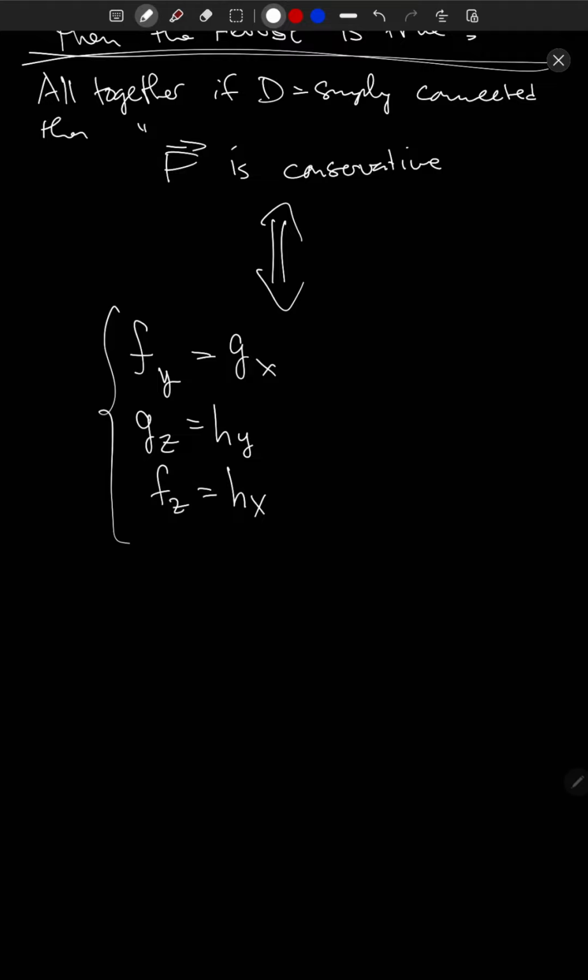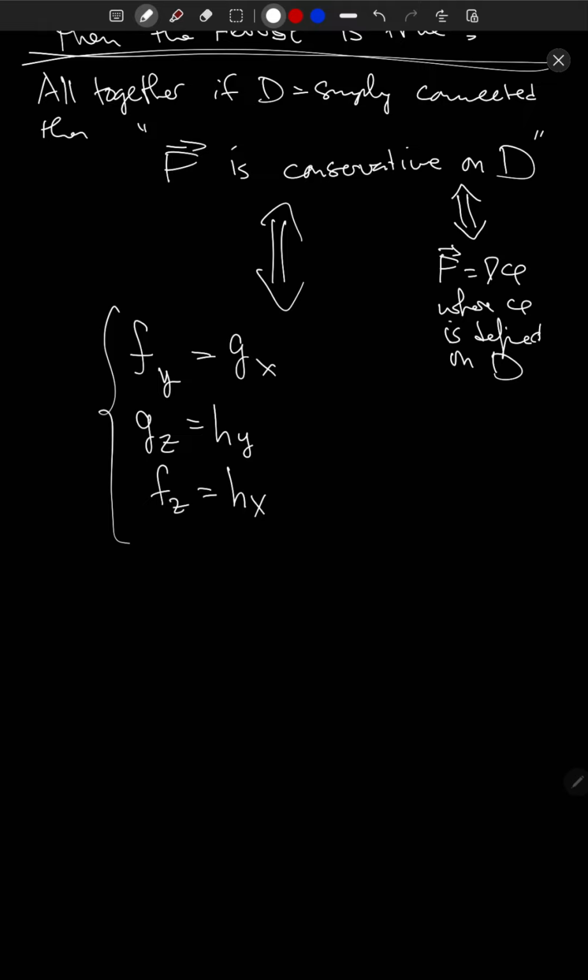Let me be a little more precise. F is conservative on D. Let me write like that. In other words, there's a function phi defined on D so that F is the gradient of phi. So let me include that little note here. This is equivalent to F equals gradient phi, where phi is defined on D.